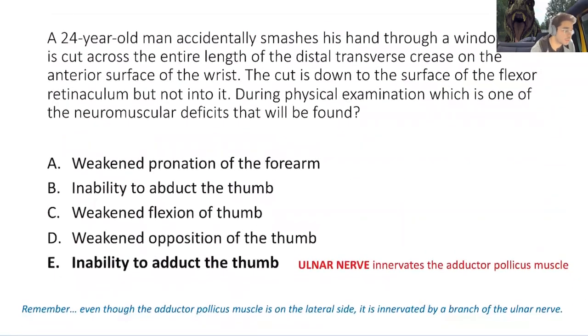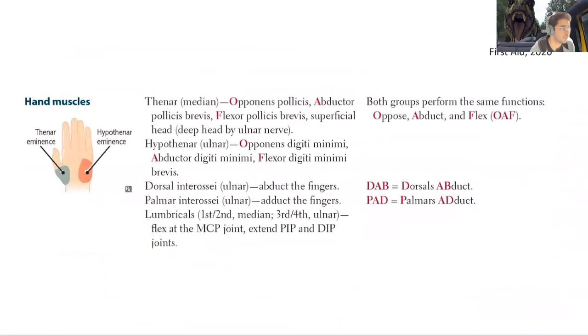It's actually the ulnar nerve that innervates the adductor pollicis muscles. Remember, adductor pollicis is on the lateral side, and it's innervated by a branch of the ulnar nerve. I'm going to go over the adductors versus the abductors. The way I remembered this was OPH, so PADs and DABs, and then OPH muscles. I'm going to go over all of them just so you guys know.